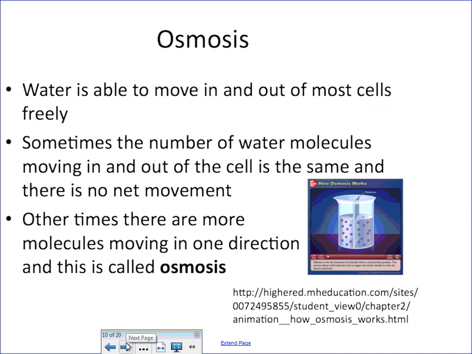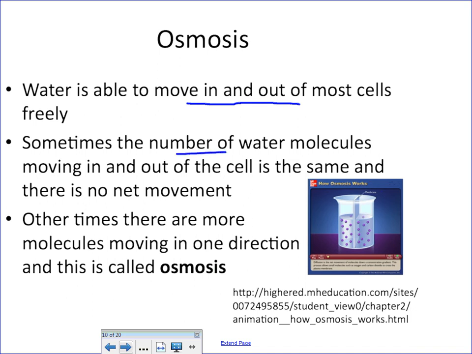There is a special type of diffusion referred to as osmosis. Osmosis refers directly to water movement. So water is able to move in and out of most cells freely, so it can travel across that semi-permeable membrane relatively easily. And there are channels that will allow that to happen.